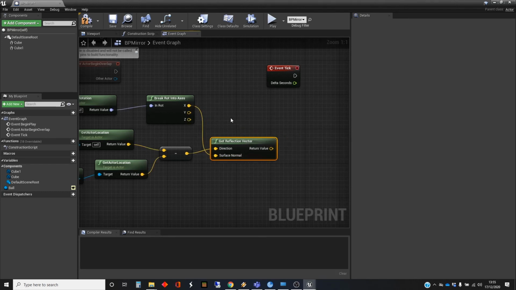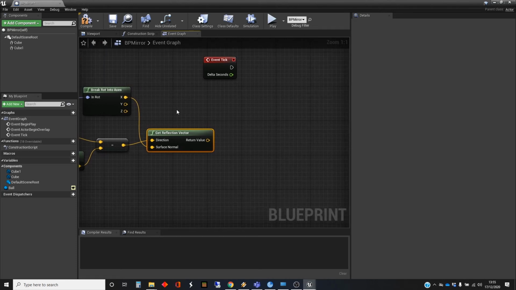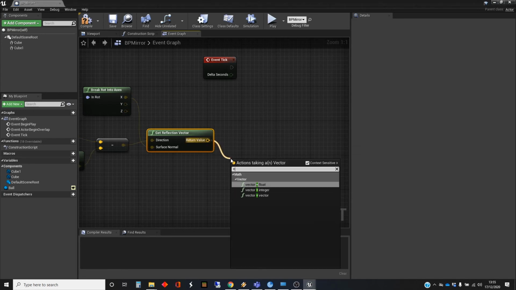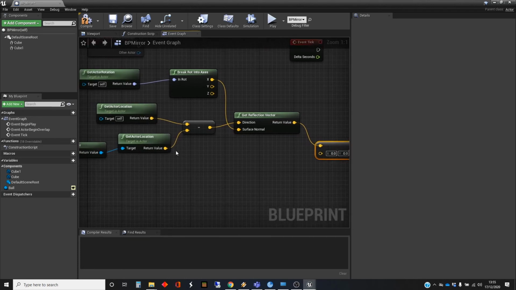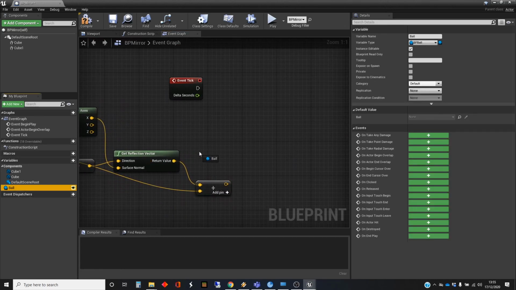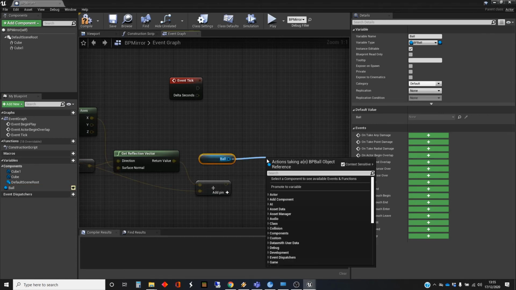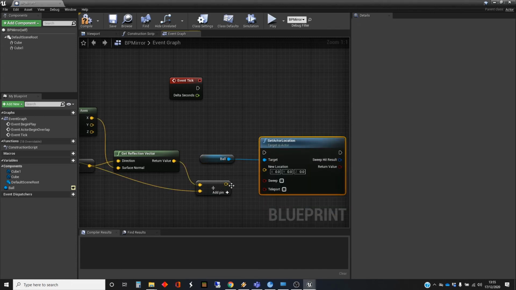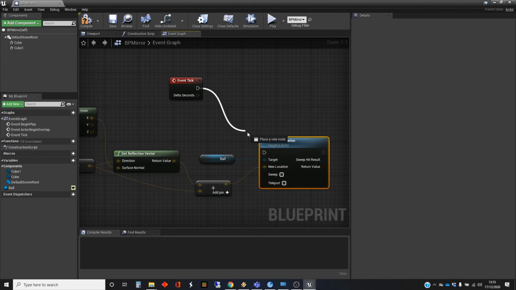Okay. So that gives us the result vector will give us the vector from the mirror to the ball. But of course, that's not its absolute location in space. We're going to need to add on the location of the mirror to get it in the right place. Plus vector. And we've already got the location, which is there. And then we're going to want a reference to the ball and set vector location and plug that in. So, all being well, Bob's your auntie, this should be working.